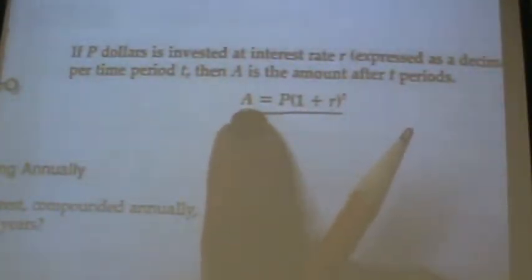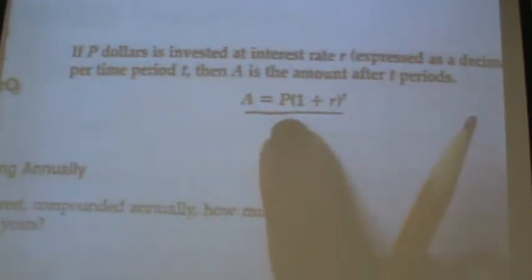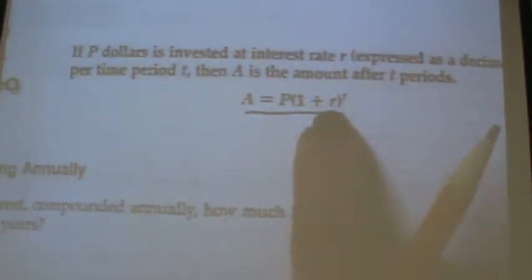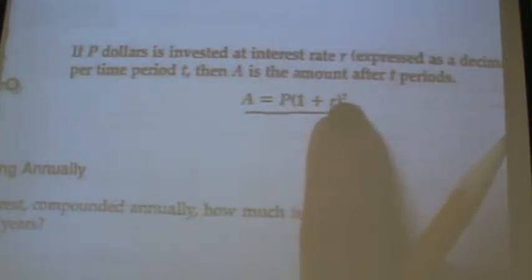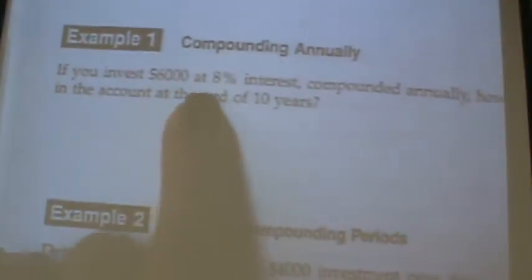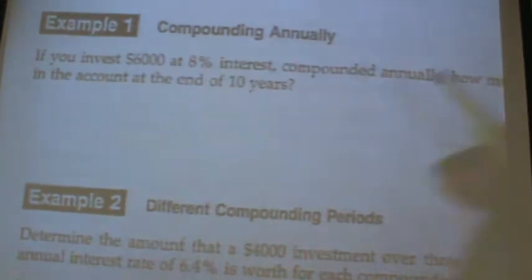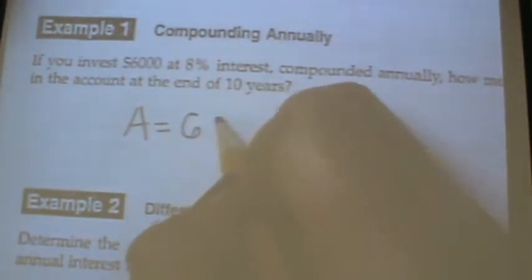A is how much you're going to have at the end of a time period. P is the principal amount. What's R? The percentage in decimal form. And T is the number of years. Well, if I ask you to take $6,000 at 8% compounded annually for 10 years, how do you do this problem? How much money are you going to have?